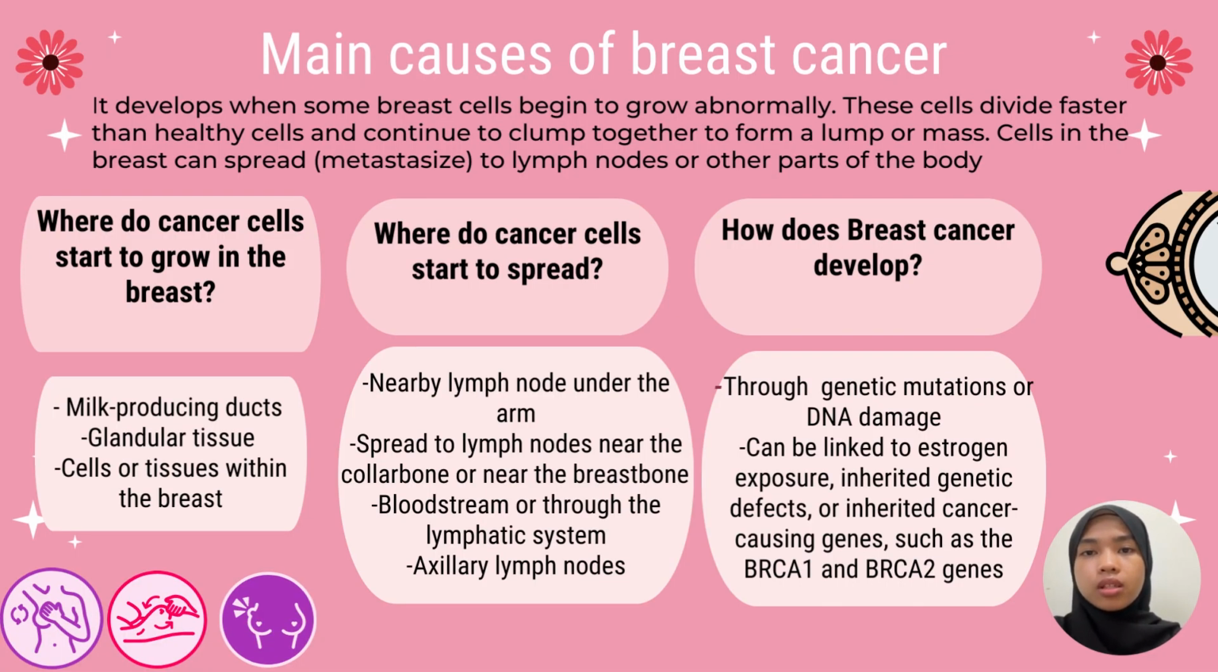What are the main causes of breast cancer? Breast cancer develops when some breast cells begin to grow abnormally. The cells divide faster than healthy cells and continue to clump together to form a lump or mass. Cells in the breast can spread, or metastasize, to lymph nodes or other parts of the body.